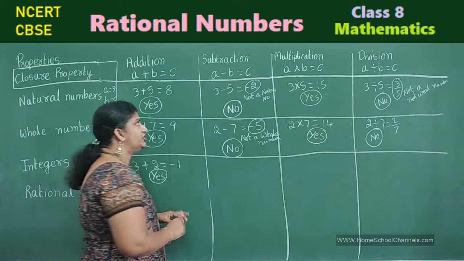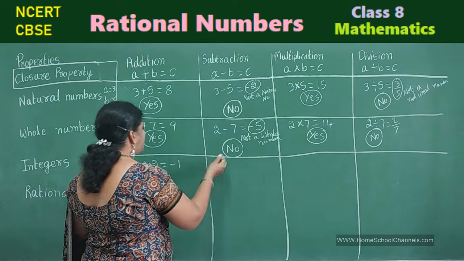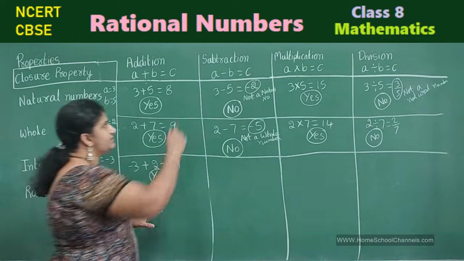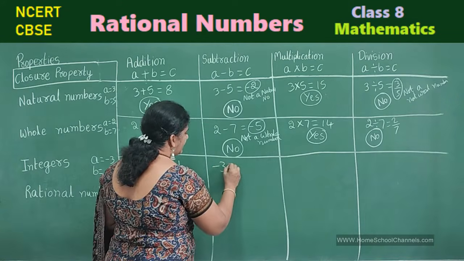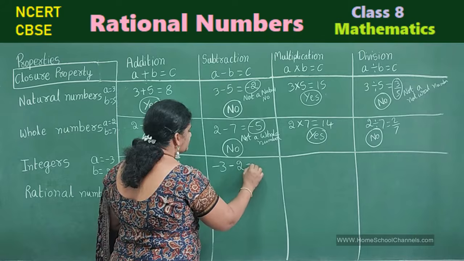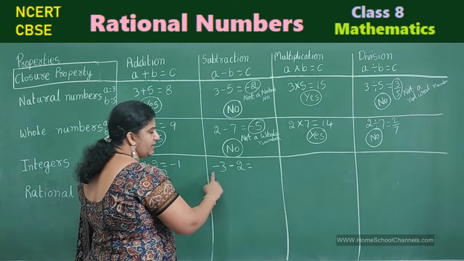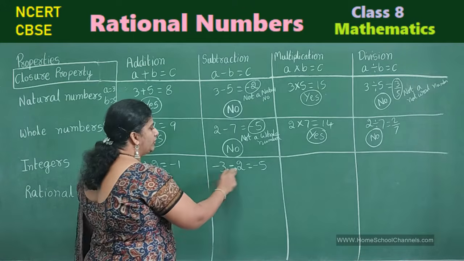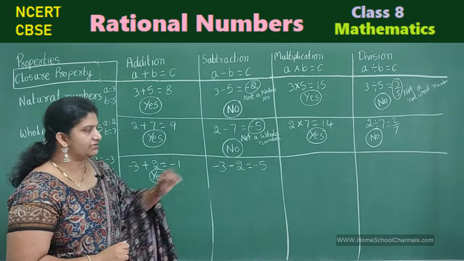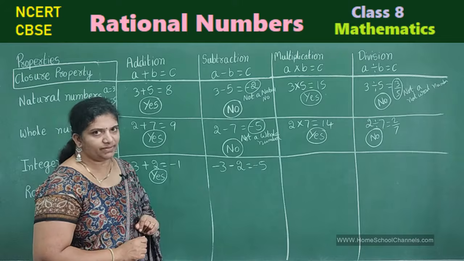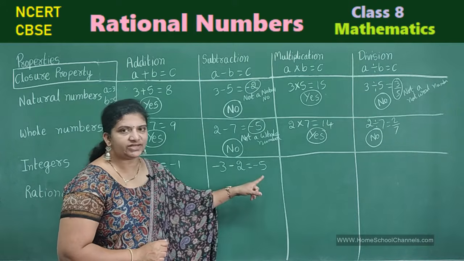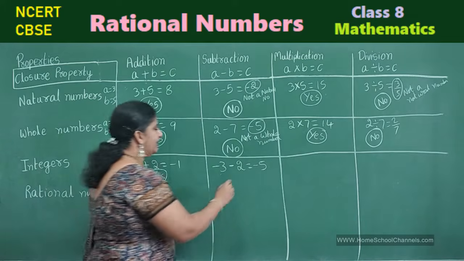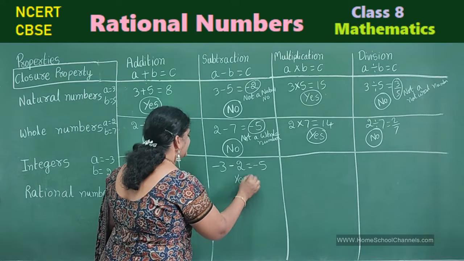Next, subtraction. Same A and B value I am going to take, minus 3 and 2. Substitute in this. Minus 3 minus 2 will be minus 5. How? If both are negative, take the negative sign and add the numbers. Minus 3 minus 2 is minus 5. Is it an integer? Yes, it is an integer.